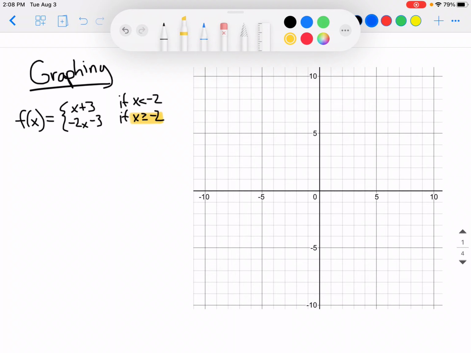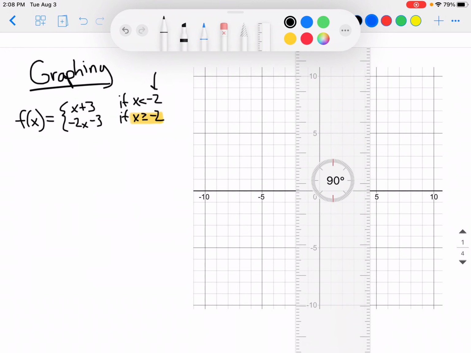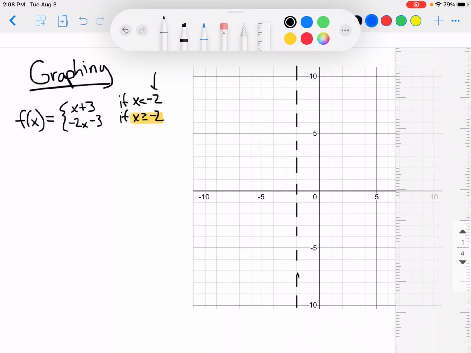Now, here's what we need to do. First step in all of this is to find our dividing line. And that dividing line is at x equals negative 2. So what I'm going to do is get my ruler, go to negative 2 on the x-axis, right about there, like that. All right, cool. And then I'm going to draw a dashed line. Now this represents the barrier where I transition between different graphs.